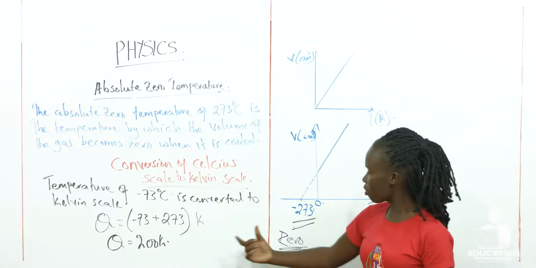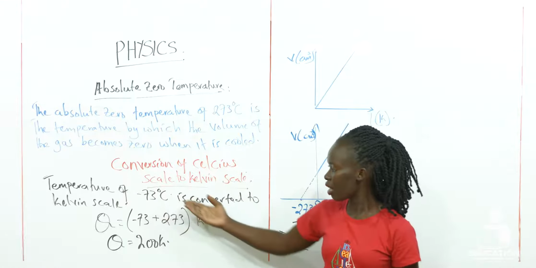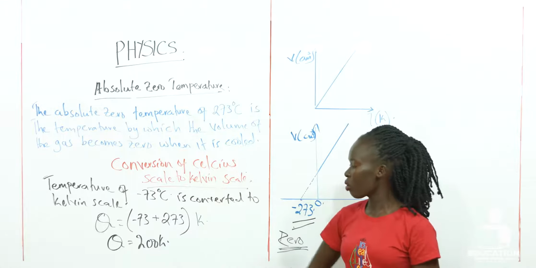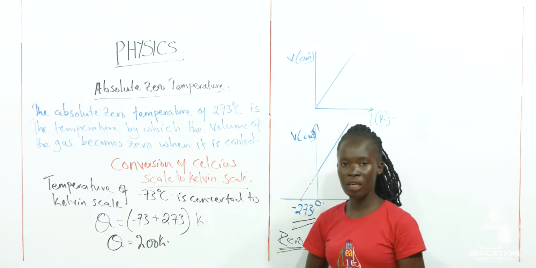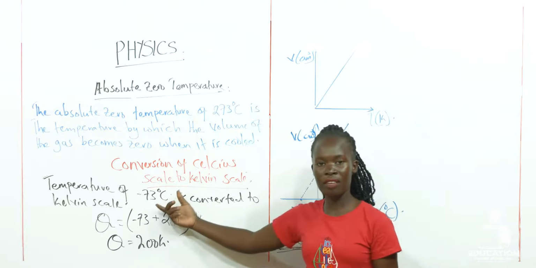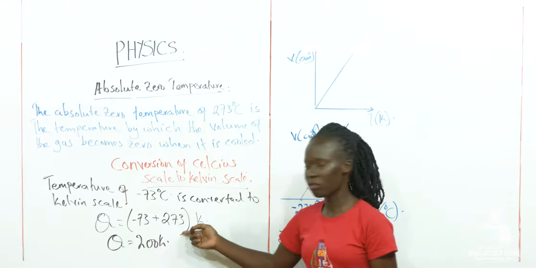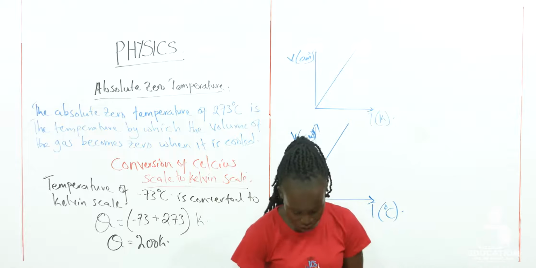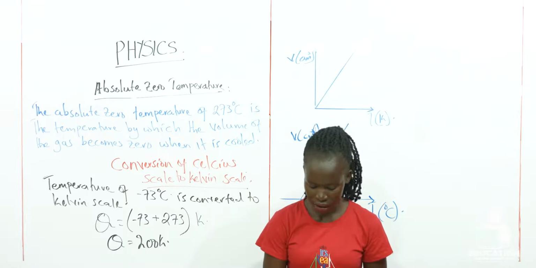This is how we shall be converting the Celsius scale to the Kelvin. So when they have given you the temperature in Kelvin, you can just use it directly. But if it is in Celsius, then we can convert it to Kelvin using this formula. So let us look at one example on Charles' law.